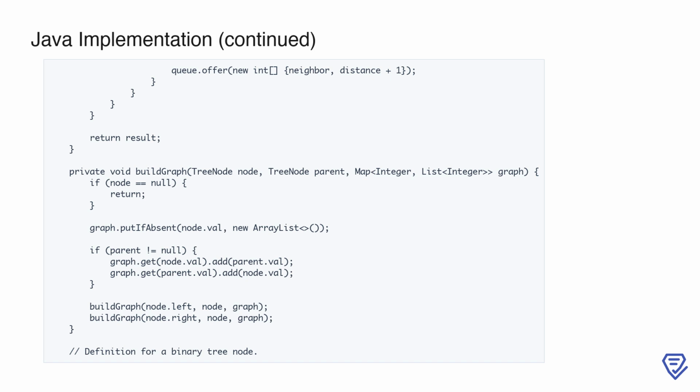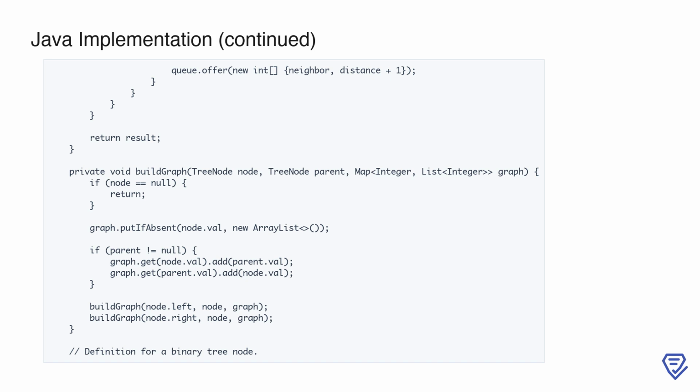For each node, we check if its distance from the target matches k. If it does, we add it to the result list. Otherwise, we explore its neighbors by iterating through the graph. For each unvisited neighbor, we mark it as visited, increment the distance, and add it to the queue for further exploration. This ensures that we systematically explore nodes layer by layer. Once the queue is empty, meaning we've processed all reachable nodes, we return the result list containing all nodes that are exactly k distance away from the target.